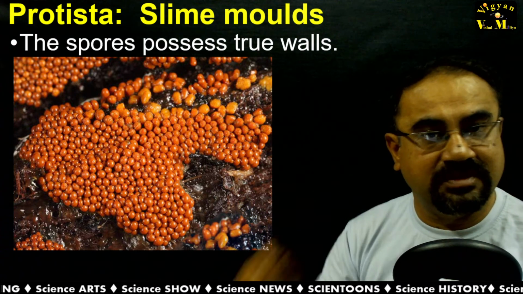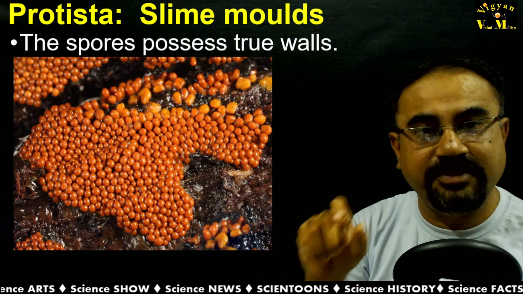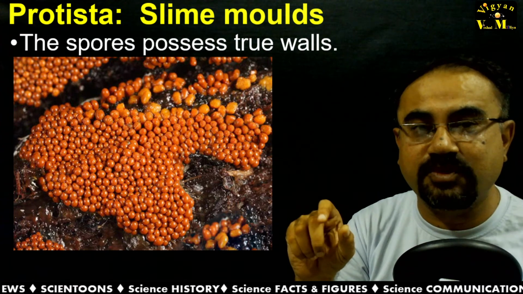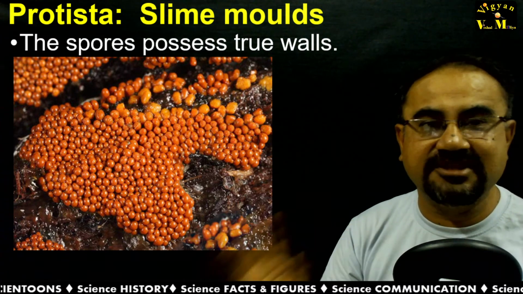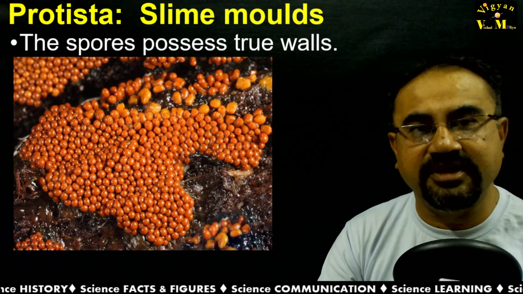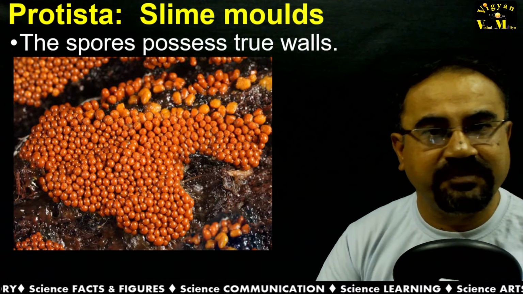So the presence of wall is restricted to only and only the spore condition. Otherwise the thallus does not have a true wall. Otherwise the thallus is without wall. It has only plasma membrane.